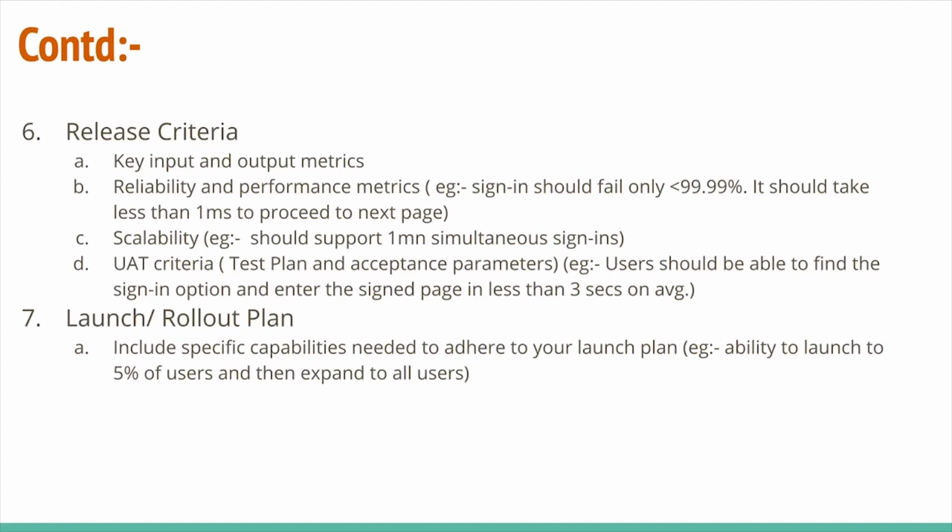Now, this means that the system should have the capability to actually be launched in percentages to its users. So make sure that you clearly state your rollout plan, as well as make sure that the capabilities needed to have this particular launch plan are built, which means you can add those either as part of your features or you can put it here also in this section.